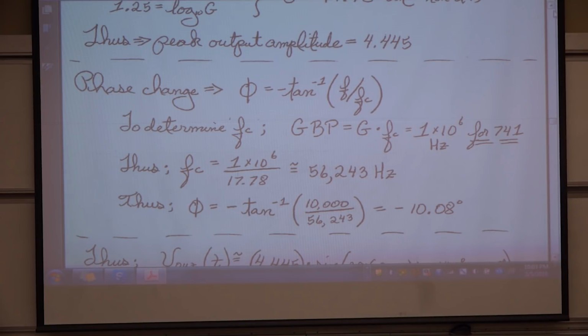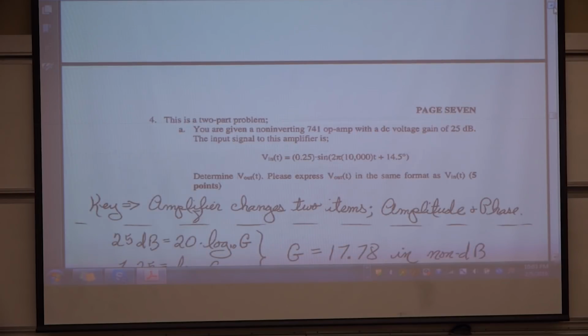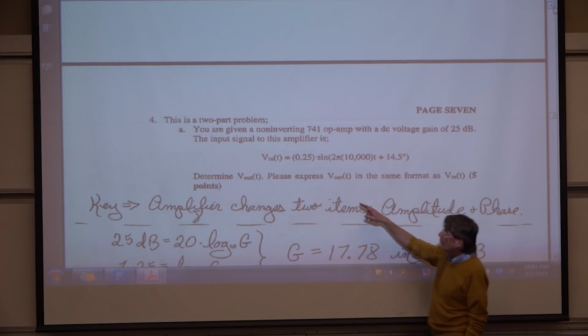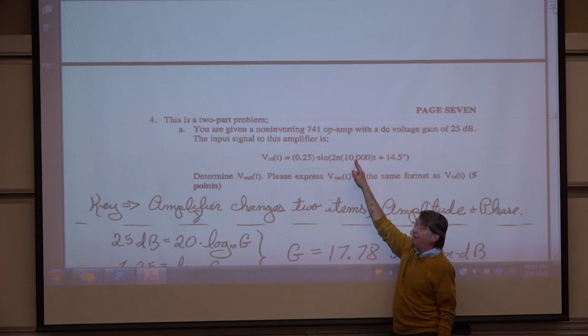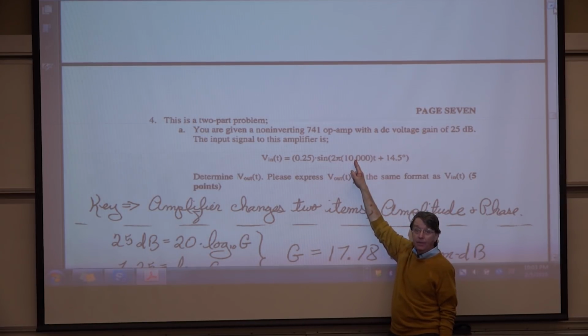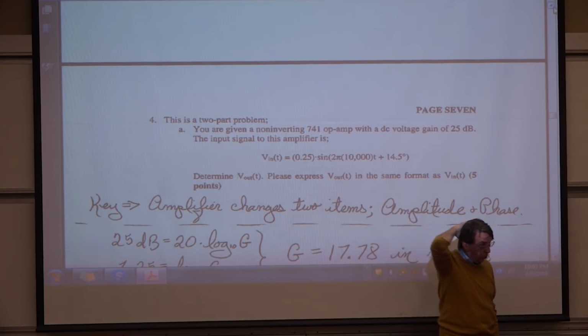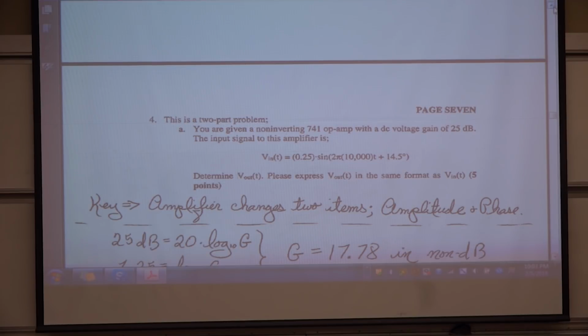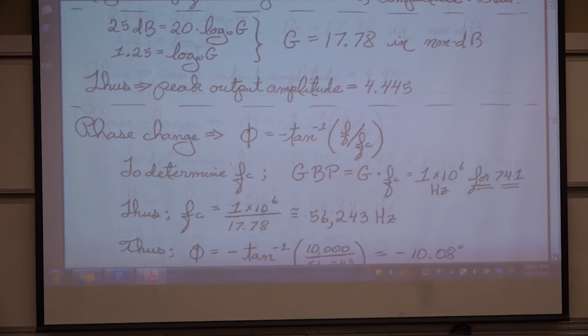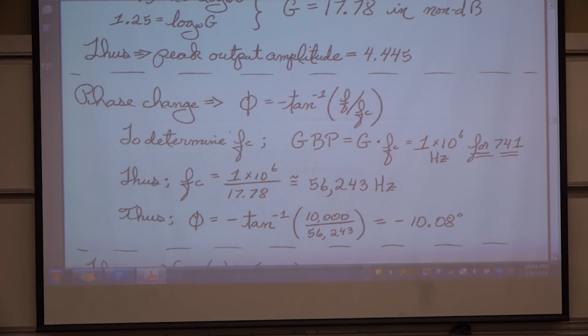Exactly. It's 2 pi f t. Excellent job. 2 pi f t is the standard form. So F is 10,000. So the frequency is 10,000 hertz. And we just calculated the corner. And we calculate it, and we get an answer of minus 10.08 degrees. Remember, so far so good?